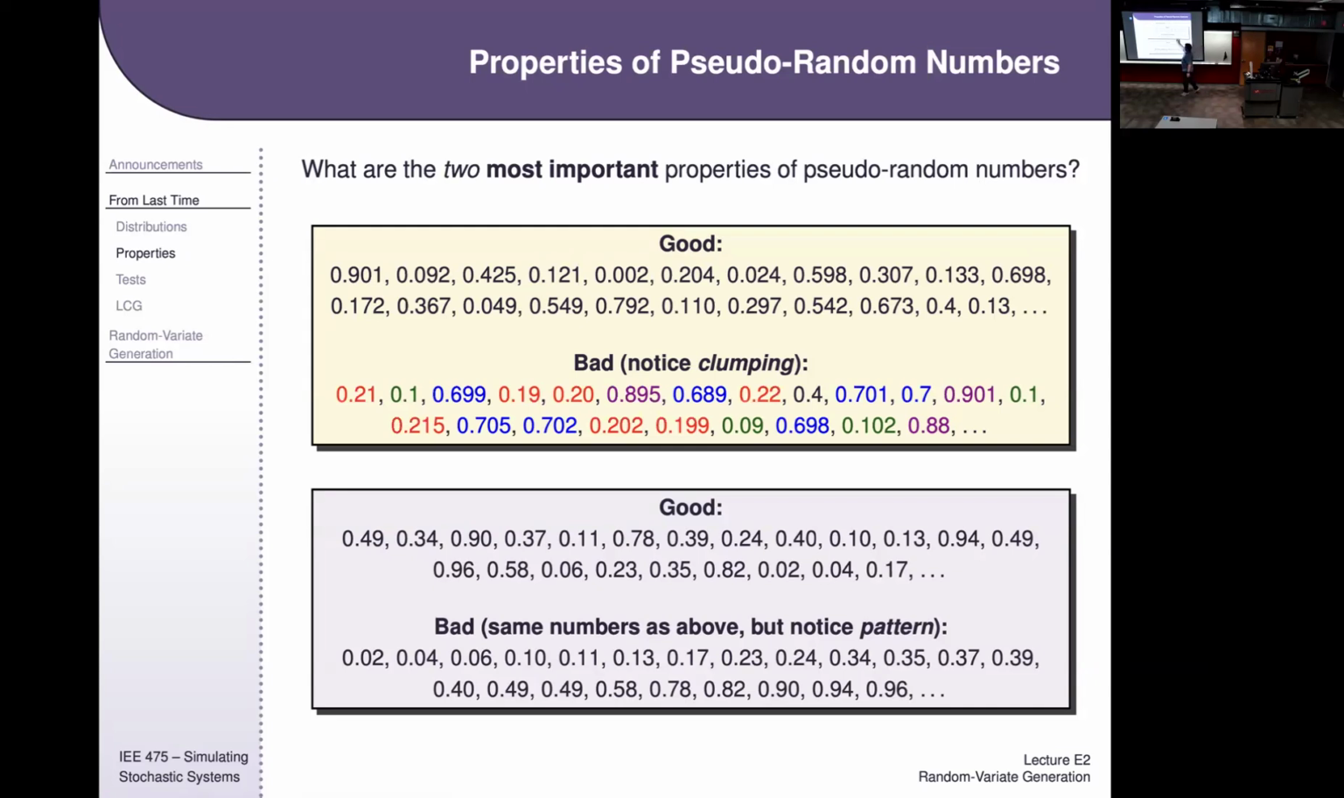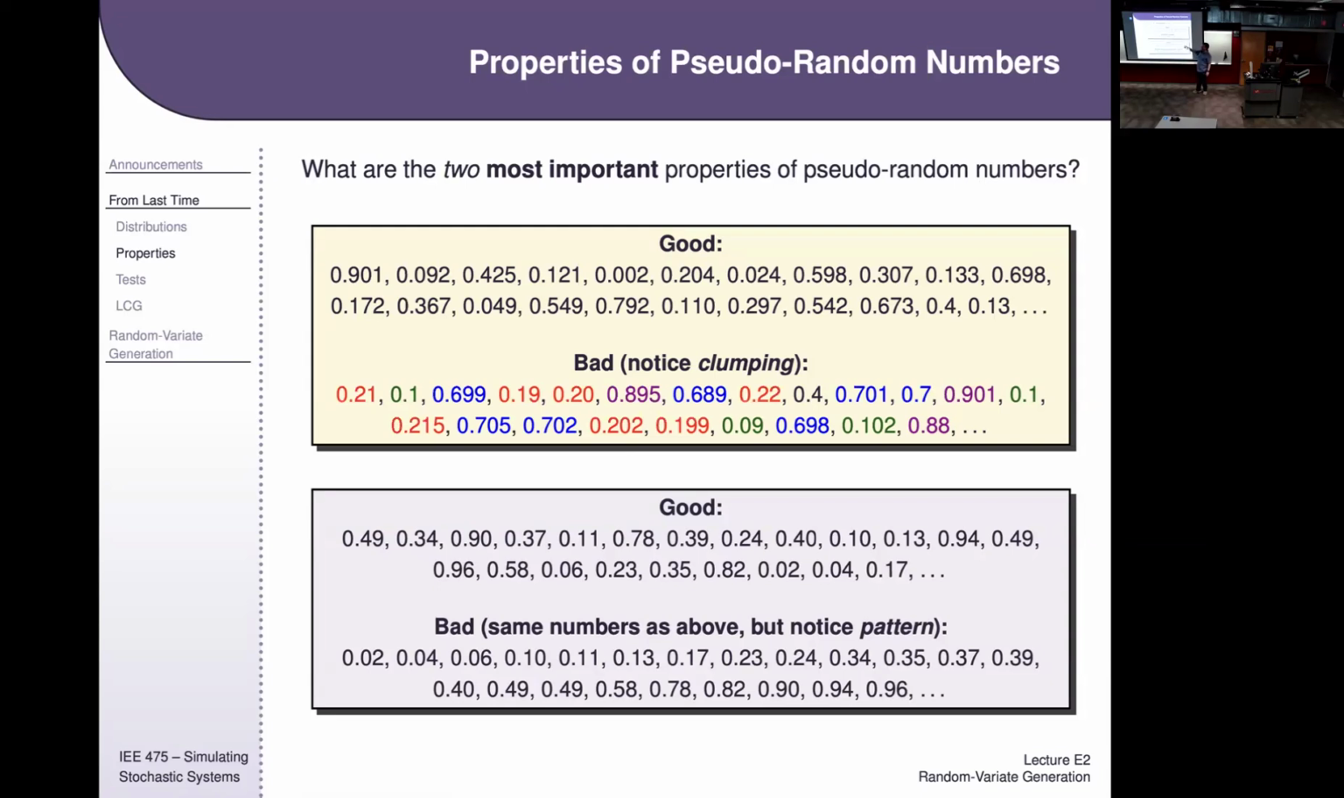If I look at this and I see clumping, a bunch of numbers around the same value that keep repeating over and over again, not necessarily next to each other, but somewhere in the sequence, like this sequence where there are 20 numbers and 15 of them are between 0.8 and 1, that's a violation of uniformity. You can have both violations simultaneously. So that's something you can look for.